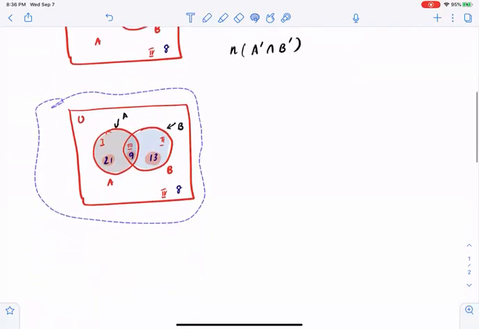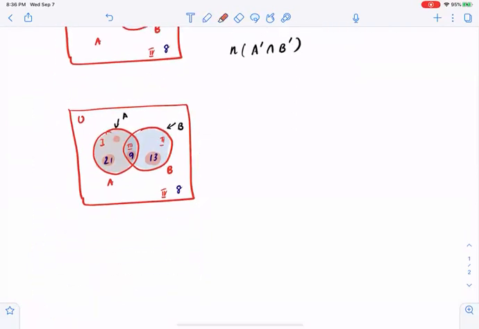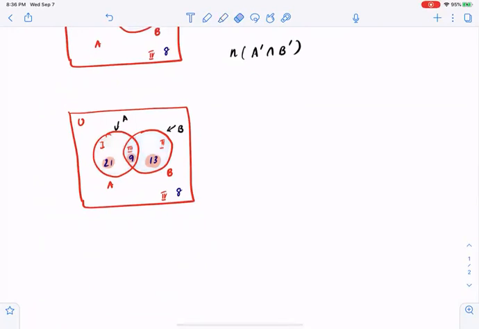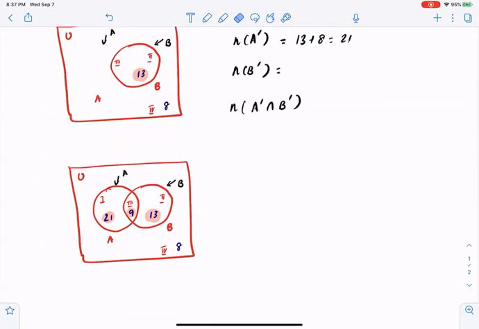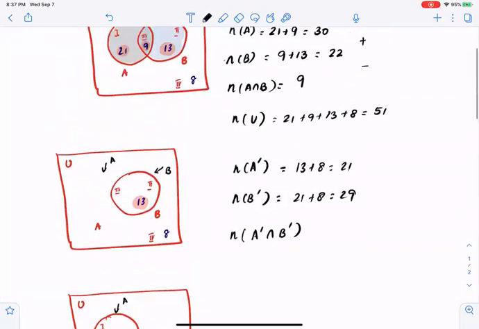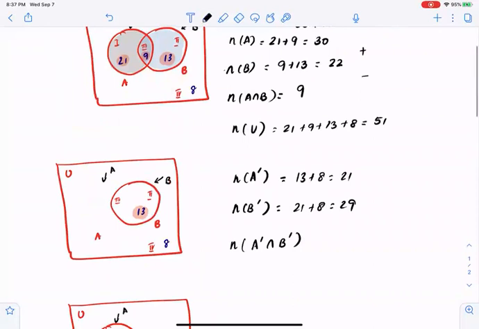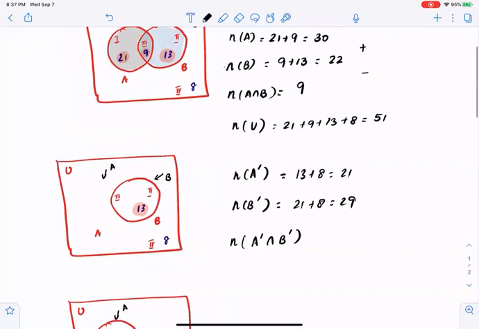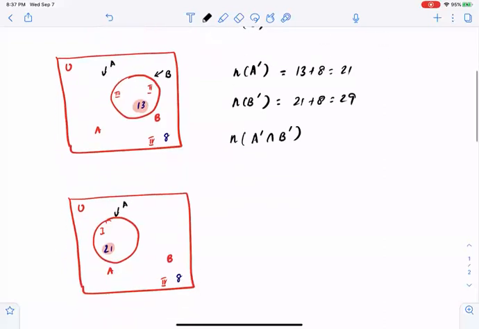Repeat the same process for B complement. I've got to get rid of everything that belongs to B. So that is B, that part of it there was B. If all of those go away, I'd simply have 21 plus 8, we get 29. And lastly, I want to find whatever that is common to A complement and B complement. This is the challenging part.